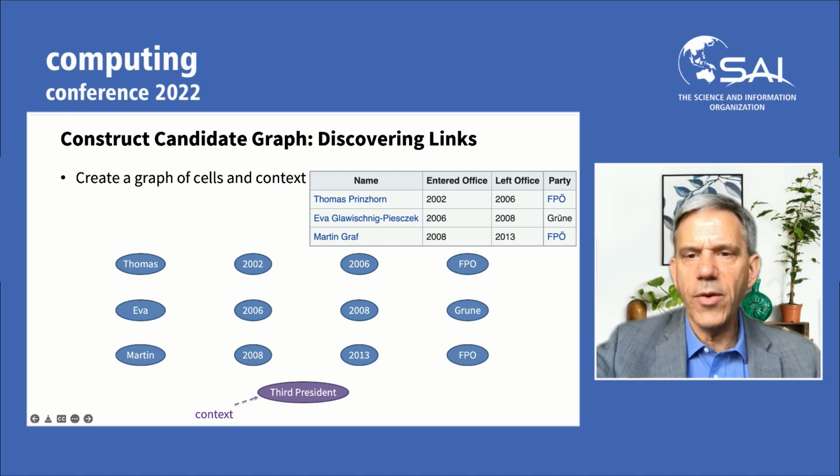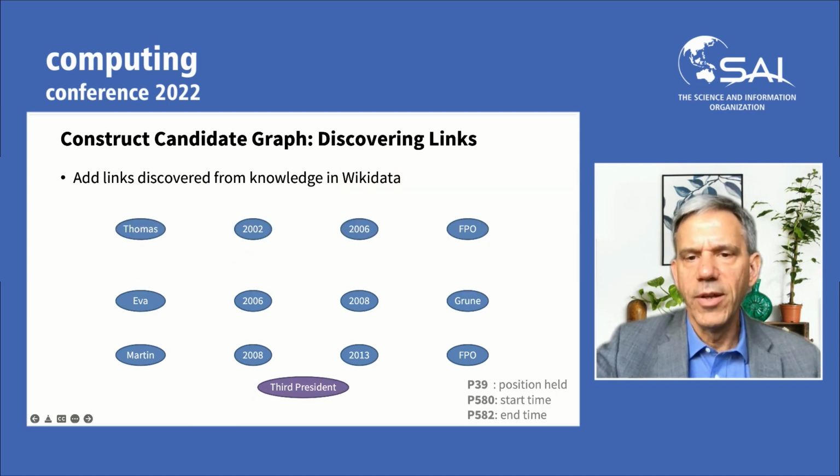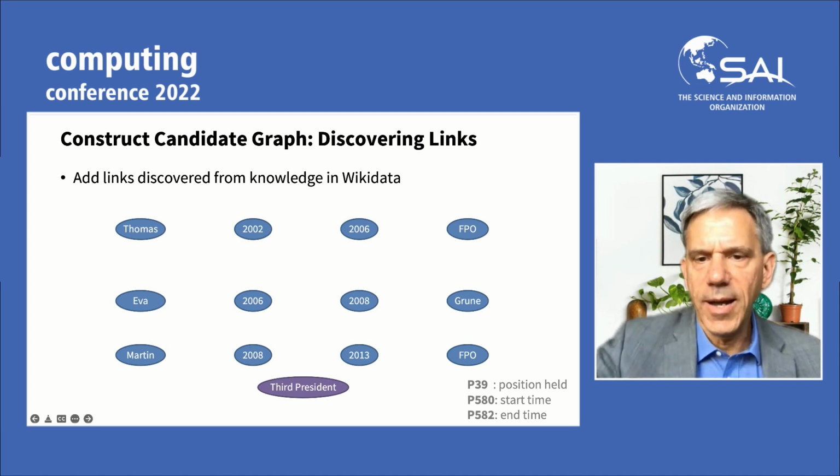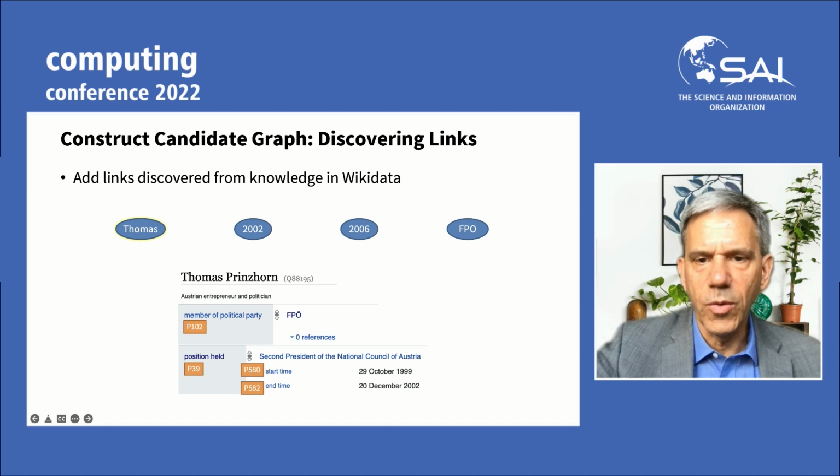So the idea now is to basically look at some of the relationships and see if we can infer what the relationships are in this graph by exploiting the information that's actually in Wikidata. So we're going to add these discovered links. And then at the bottom, notice I'm just using the P39, P580, P582 in the definition there. And so first thing we're going to do is we're going to say, okay, we'll look up Thomas. And we find there's a link to Wikidata.